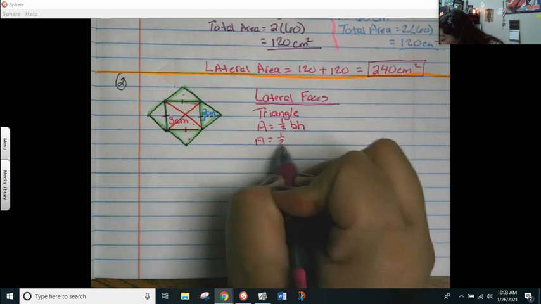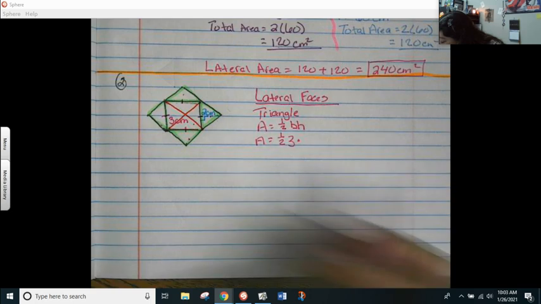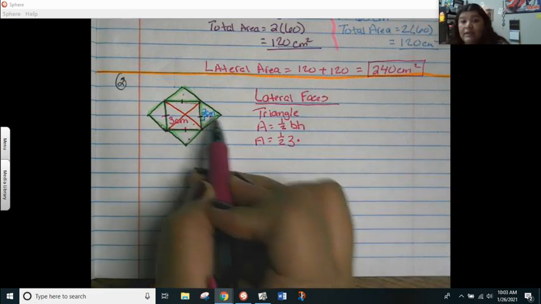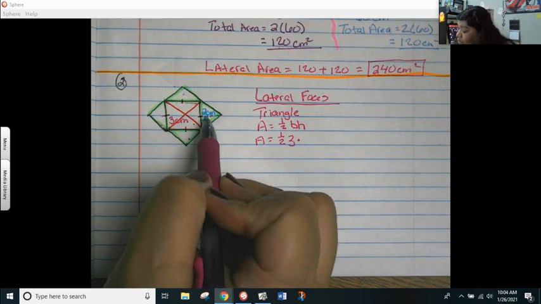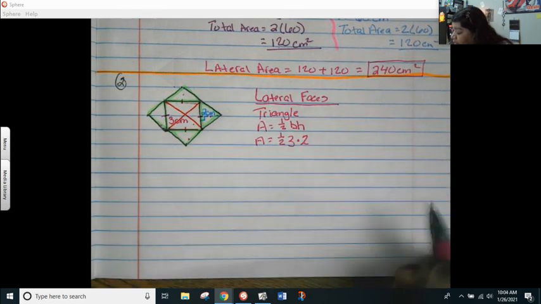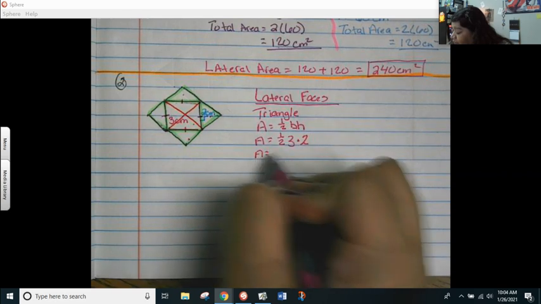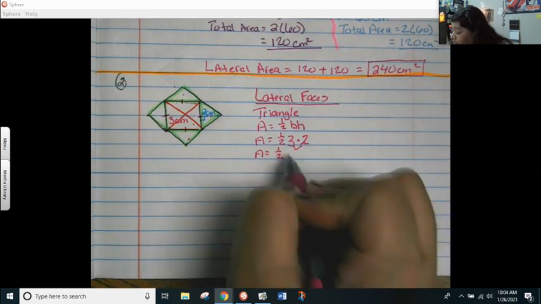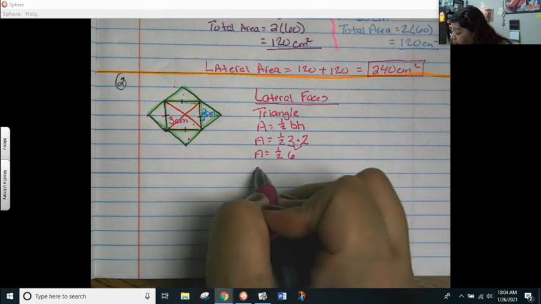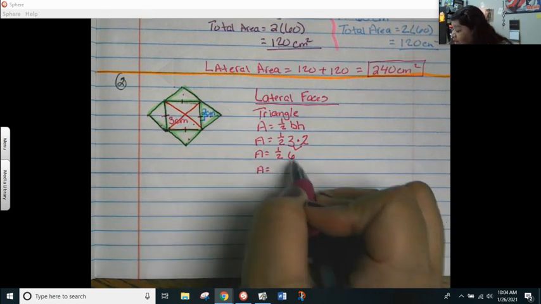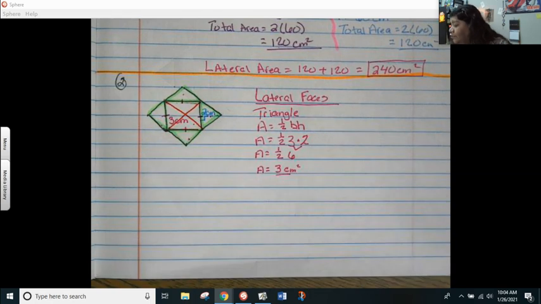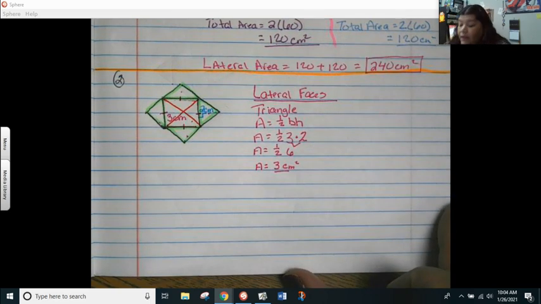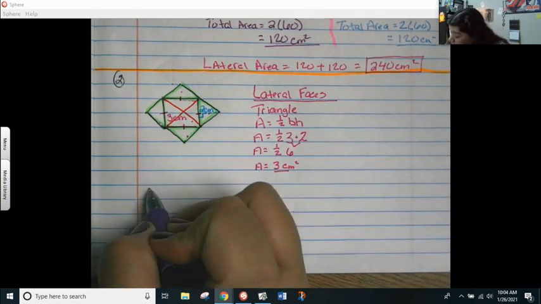So don't forget the 1/2. Base is 3. And the height, here's my height. Remember, it has to be that perfect perpendicular line to the base. And it's right there. Okay, and that's a 2. All right. And now we solve. So 3 times 2 is 6. And half of 6 is 3. And we're in centimeters squared. 3 centimeters squared.